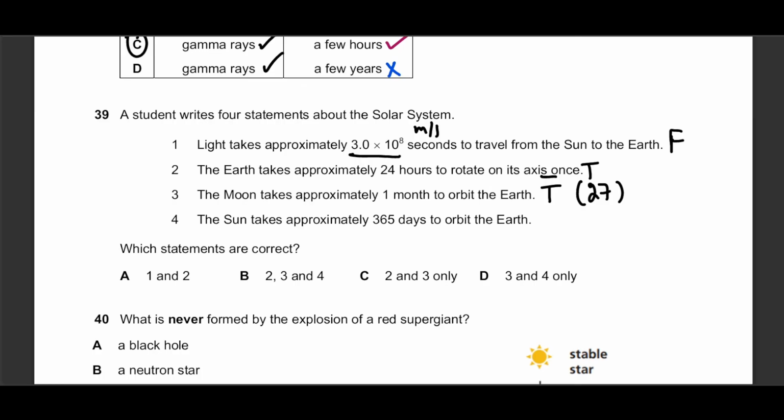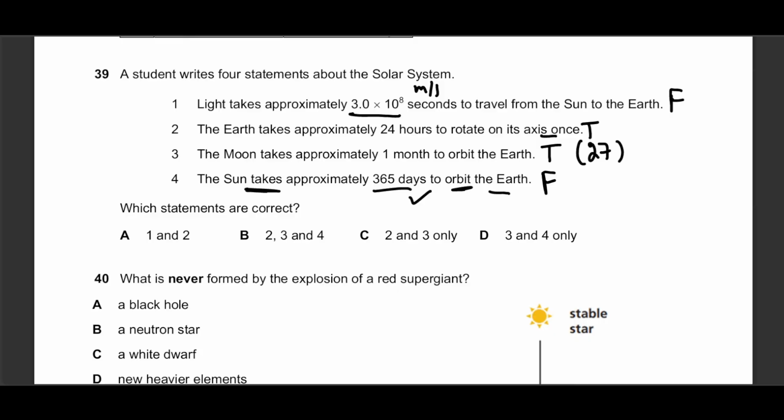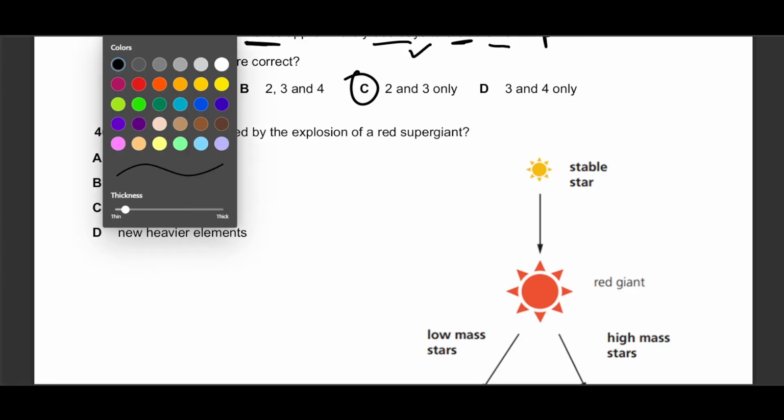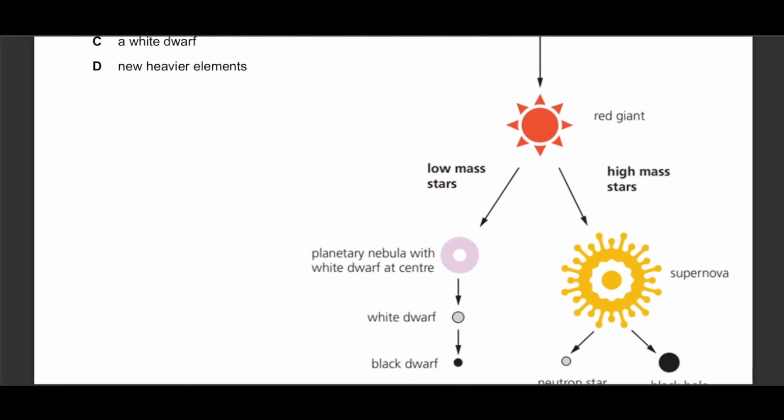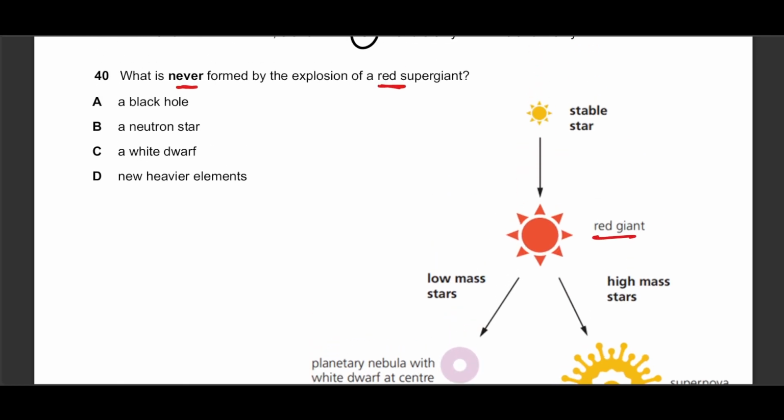Statement 4, 365 days to orbit the Earth. No, this part is right, but the Sun orbiting the Earth is false, which means this is not the right answer. Only 2 and 3 are the right ones, so option C would be the right answer. Now 40 is a bit confusing. You see, he says which is never formed by the explosion of a red supergiant. Now, after the red giant explosion, there are 2 lifespans. Let's check all of them.